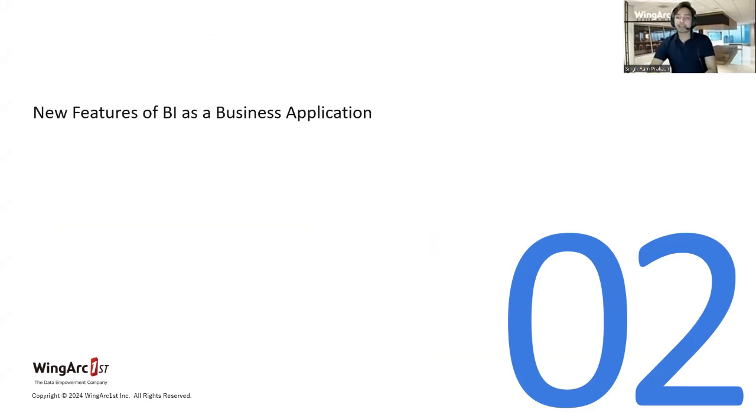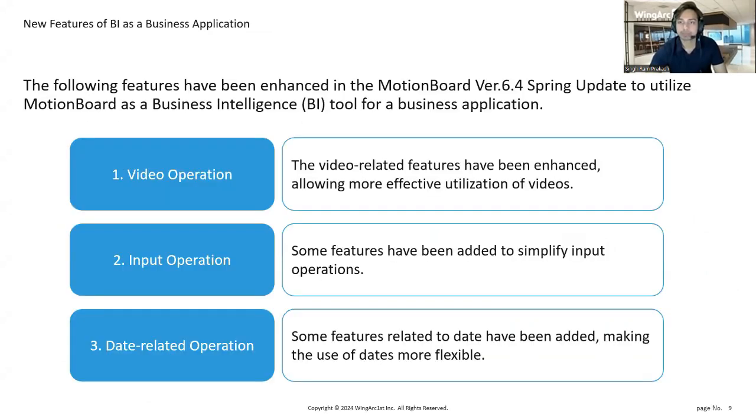From here, I will explain the first aim of the Spring Update, that is BI as a business application. There are three key points about BI as a business application. First, we have added new features related to video. While MotionBoard has had a camera linkage feature since version 6.3, we have now added several new features to make video even more effective. Secondly, we have enhanced the input functionality.